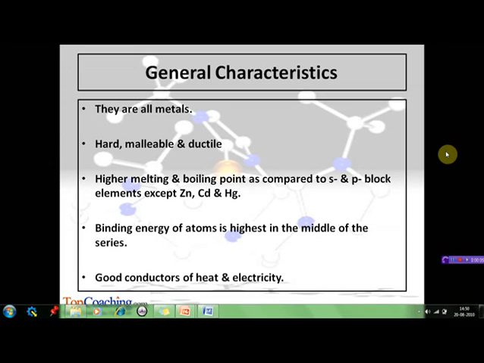Now let us have a look at some of the general characteristics of the transition elements. They are all metals. As compared to s-block elements, they are hard, malleable and ductile. They have high melting and boiling points as compared to the s-block elements and the p-block elements, except zinc, cadmium and mercury. Melting and boiling points are related to the binding energy of the atoms, which is highest in the middle of the series. Transition metals are good conductors of heat and electricity due to the presence of delocalized electrons.